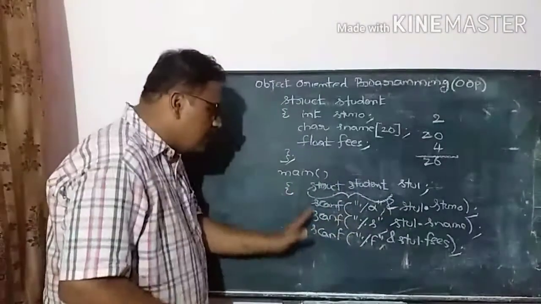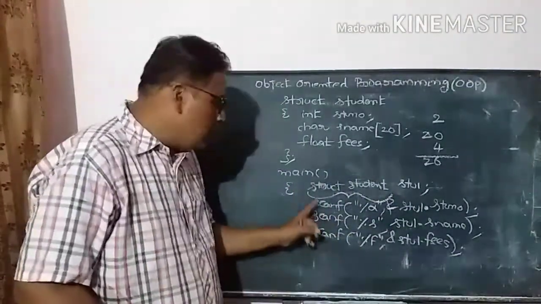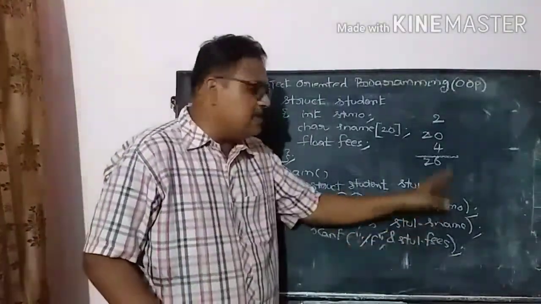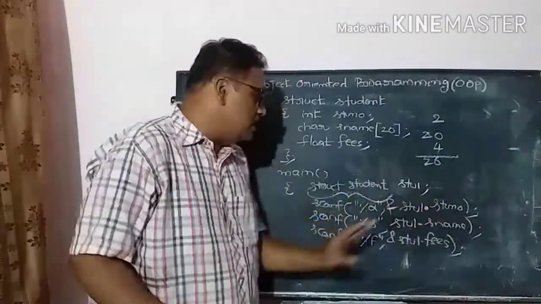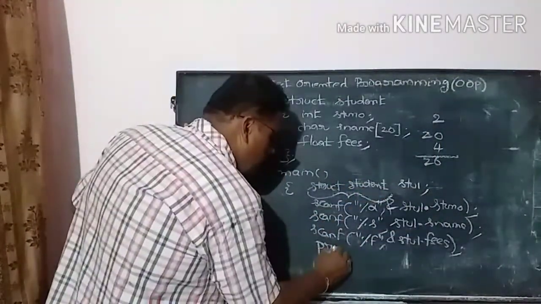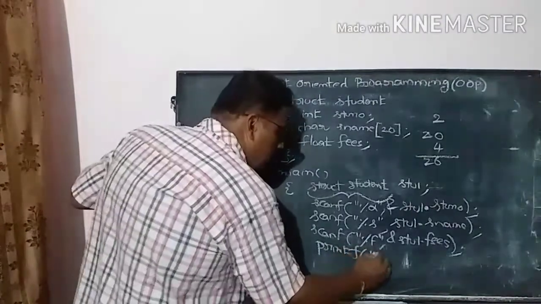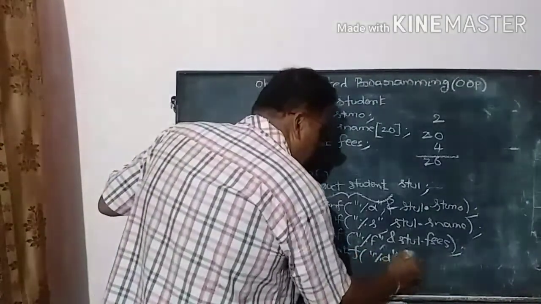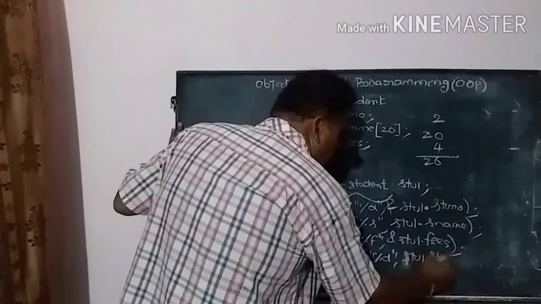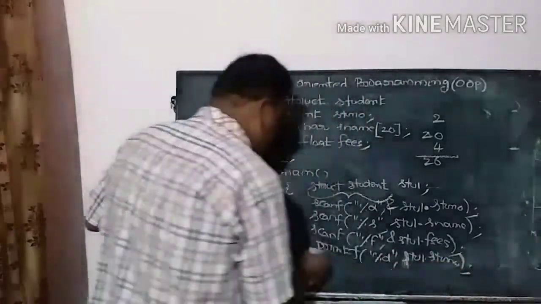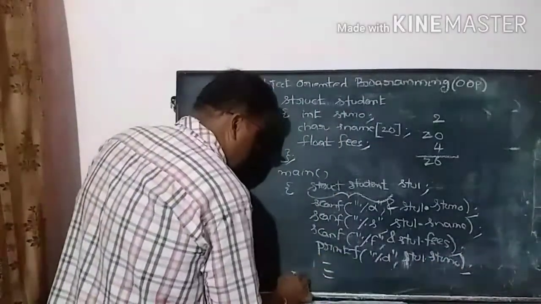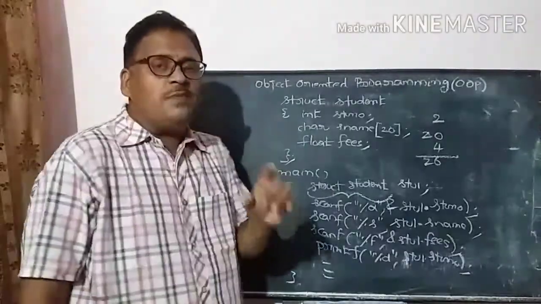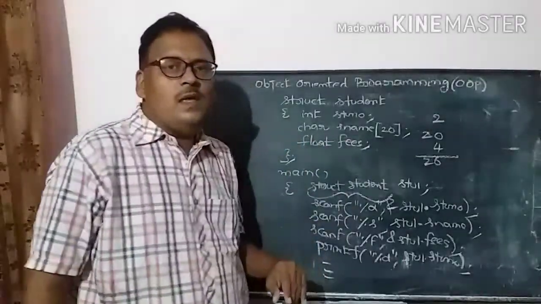And again the same statements are used for printf also. Printf %d stu1 dot student number. Okay, this is a small example for structures.